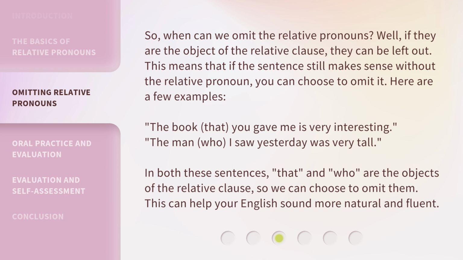Here are a few examples. The book that you gave me is very interesting. The man who I saw yesterday was very tall. In both these sentences, that and who are the objects of the relative clause, so we can choose to omit them. This can help your English sound more natural and fluent.